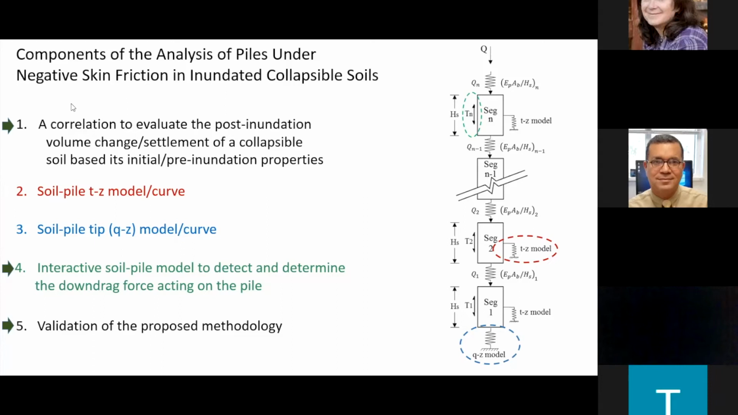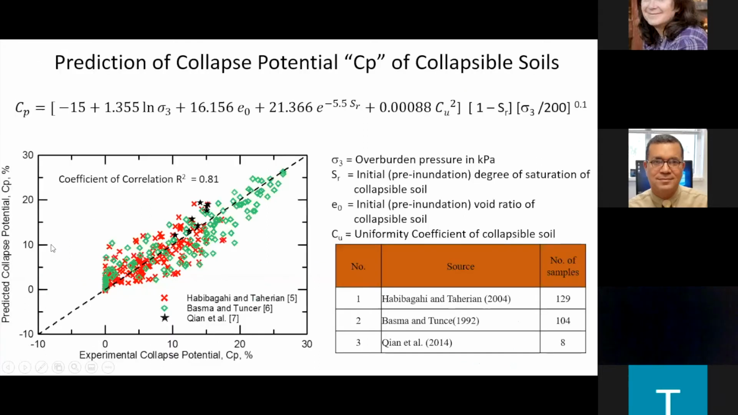So these are exactly the five components that we need to have in order to perform this kind of analysis. And these are the three that we are presenting in this research phase. Let's start with the first one. The first one deals with the collapsible soil itself, regardless of whether it's going to have a pile, a shallow foundation, or whatever.